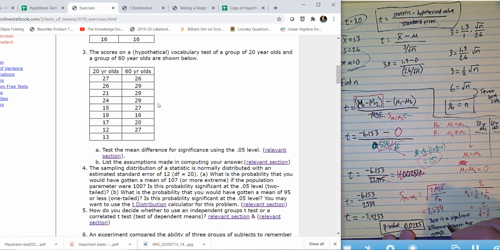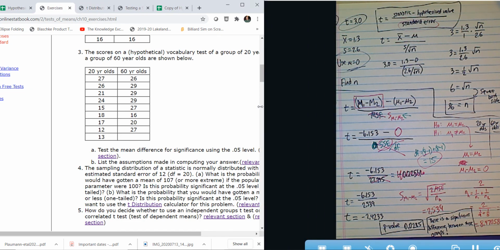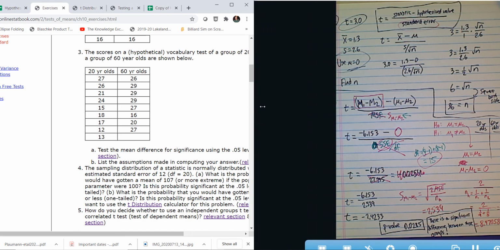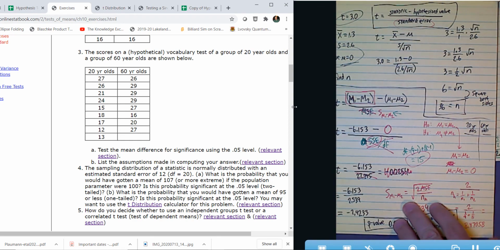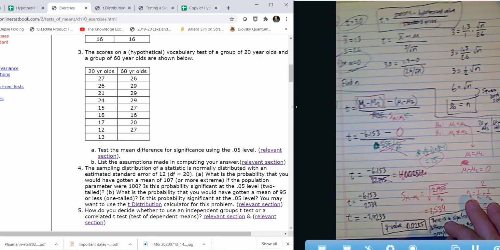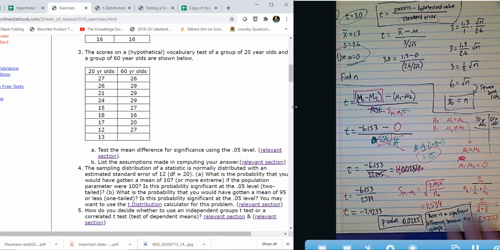So you might start to suspect that maybe 60-year-olds have a higher vocabulary than 20-year-olds. But you could see two things from this example, or maybe three things that I want to emphasize. Number one, it's ugly to do some of these computations. Can you imagine if I didn't have a computer? You can see why I want you guys working hard to get more comfortable using the computer.